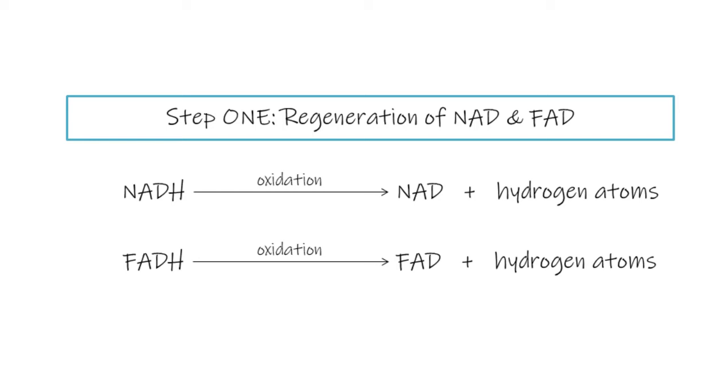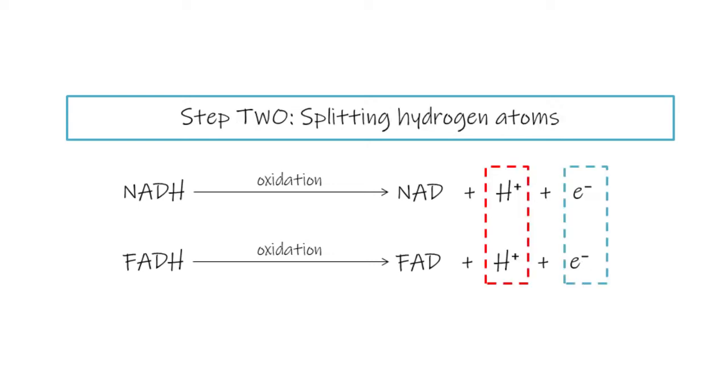Step 1 is the regeneration of NAD and FAD. NADH and FADH formed in glycolysis and the Krebs cycle lose their hydrogen and are oxidized to NAD and FAD respectively. By losing hydrogen, NAD and FAD are regenerated. They can accept hydrogen in glycolysis and the Krebs cycle again. Step 2 is the splitting of hydrogen atoms. The hydrogen atoms split into hydrogen ions and electrons.